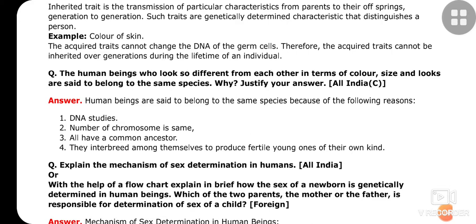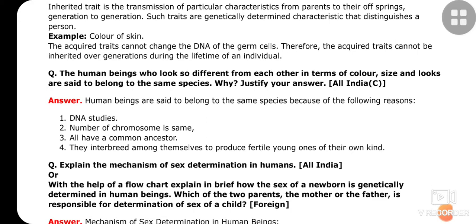The answer is, human beings are said to belong to the same species because of the following reasons. DNA studies, number of chromosomes is same, all have a common ancestor, they interbreed among themselves to produce fertile young ones of their own kind. So here 4 points are there, learn them and write them.